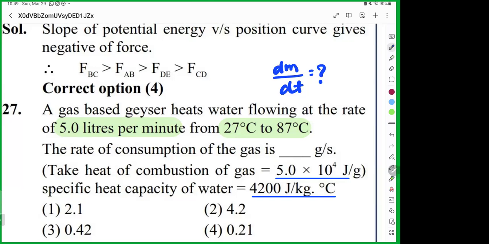Okay, so what is your? So the difference is 60. So M into 5 into 10 raised to power 4. So 5 by 60. Complete explanation.